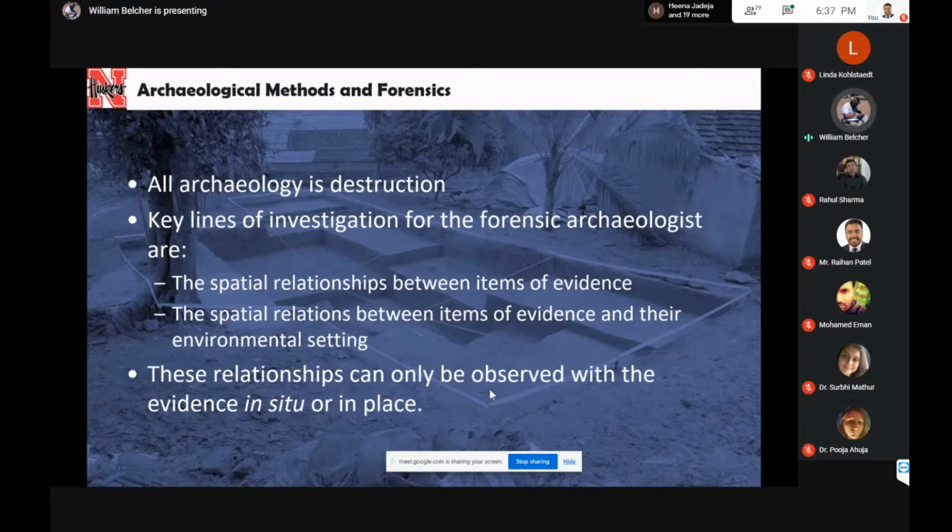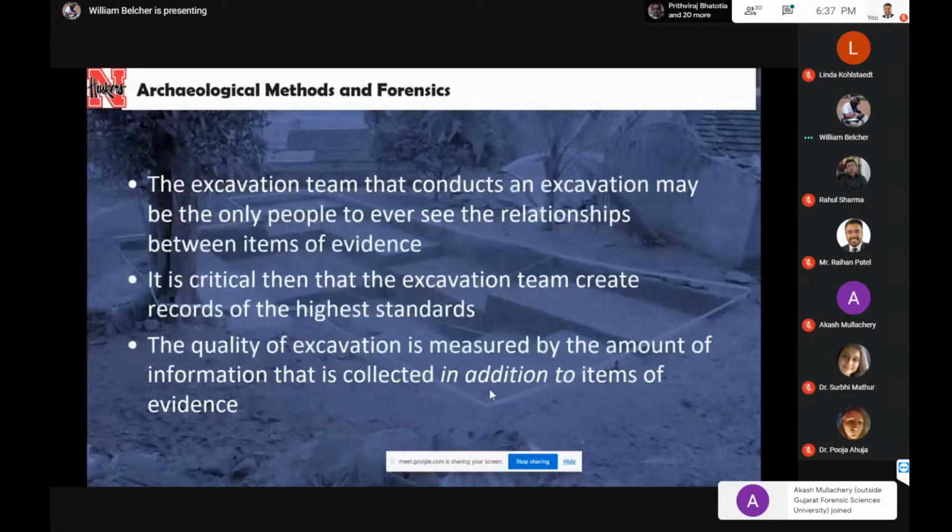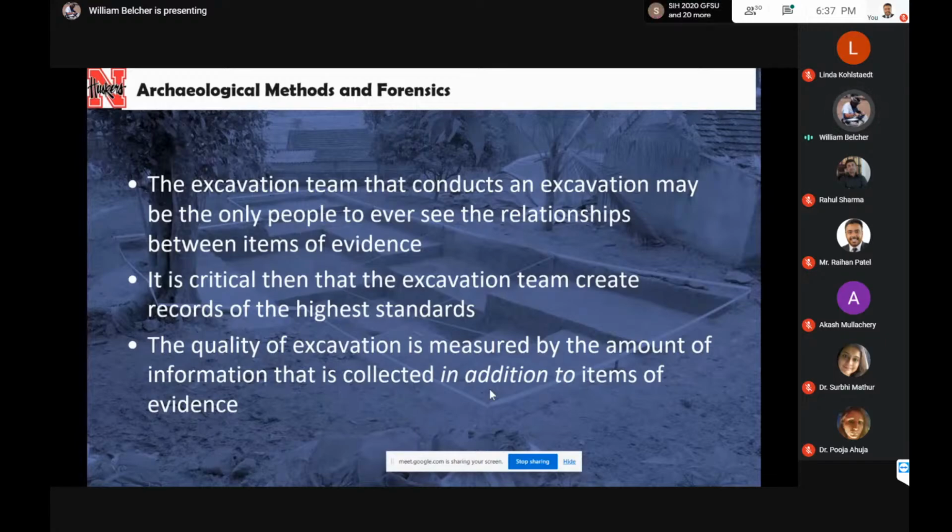And so one of the things that's frustrating for me is before I get to something, before the documentation, details in that relationship of the different types of evidence may be lost. And so that may be a key point of a criminal prosecution. So oftentimes the excavation team that conducts the excavation may be the only people to ever see the relationships between the items of evidence. So it's critical that the excavation team create the records that they can of the highest standards of their available technology and available situation.